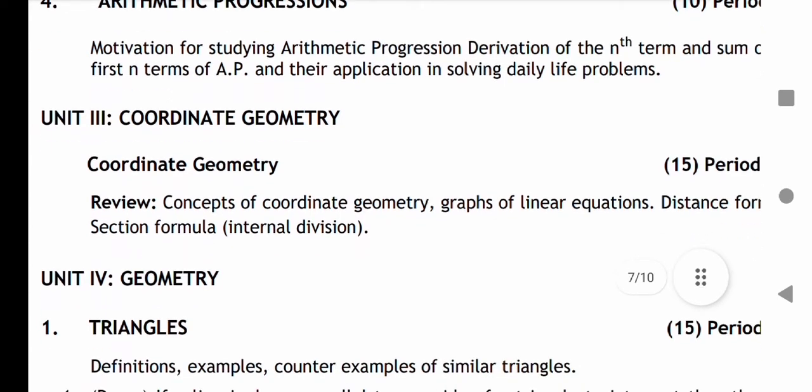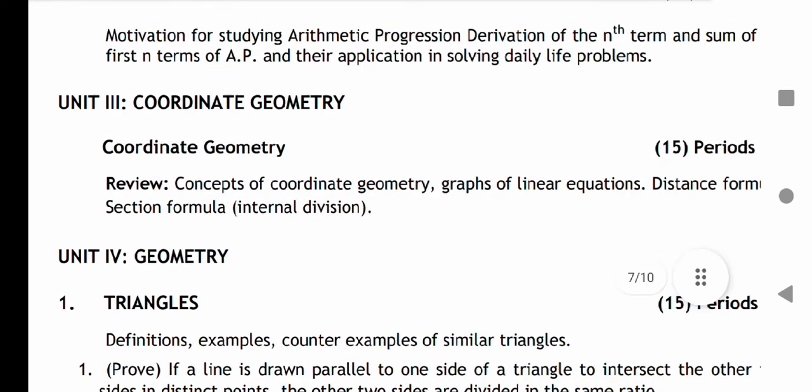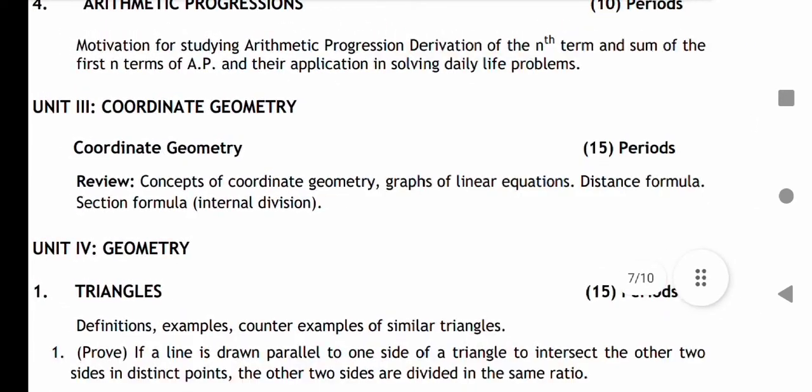After that, here is coordinate geometry. Unit 3 is coordinate geometry, and the chapter which we cover in coordinate geometry is also coordinate geometry. So here: review of concepts of coordinate geometry, graphs of linear equations, distance formula, section formula, internal division. So 15 periods should be devoted to it. It will depend on your school how they provide you periods.